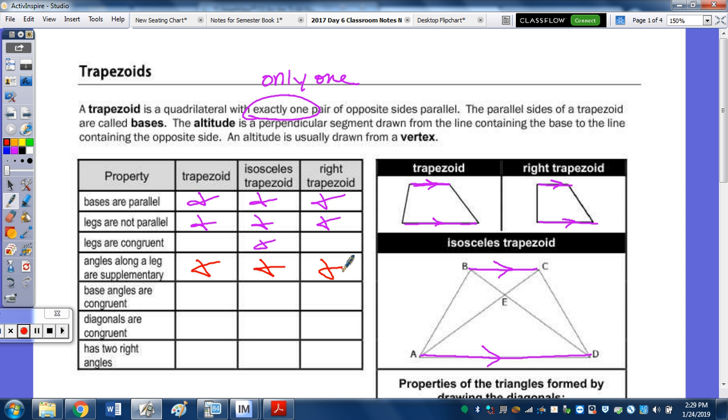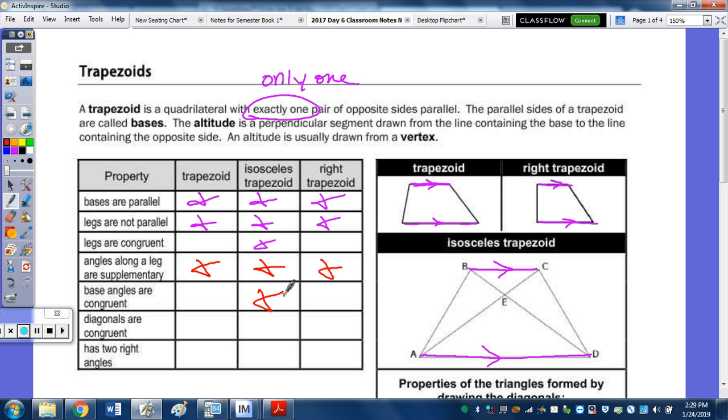Base angles congruent. Base angles are angles along a base. So that would be something like those two angles. Do they look to be congruent? No. You can look at that base. You can look at the other base. Are they congruent there? No. Would they be congruent in, so is this angle congruent to that angle? Yes. So base angles are only congruent in the isosceles.